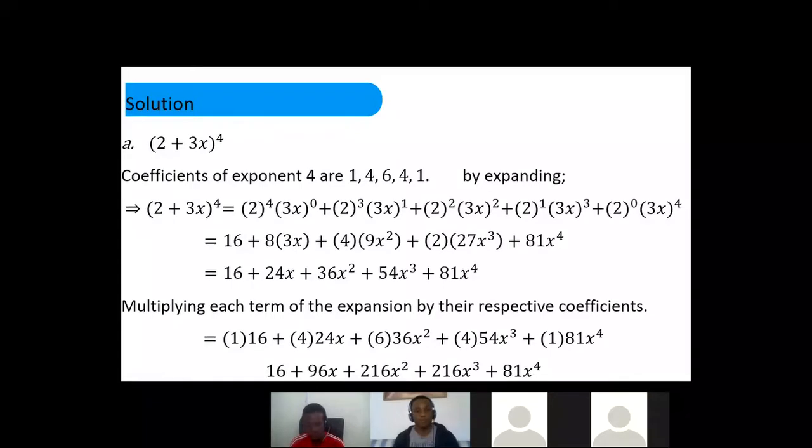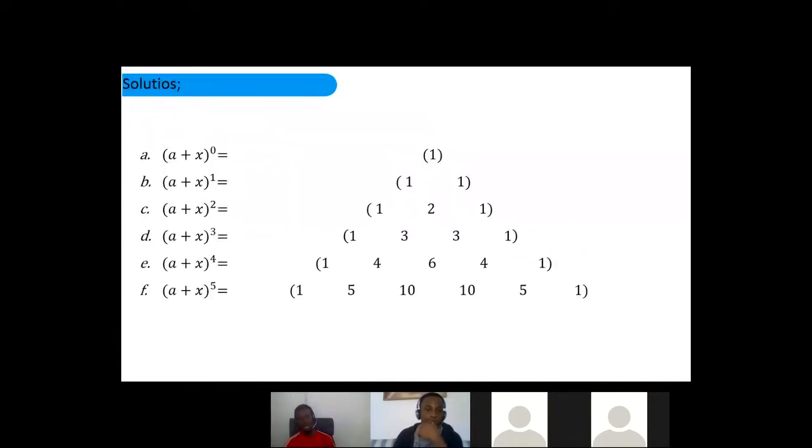First of all, we need to write down the coefficients of that particular exponent. So when we go back to the previous slides, exponent 0, we have coefficient of 1. Exponent 1, we have 1, 1. Exponent 2, we have 1, 2, 1. Exponent 3, we have 1, 3, 3, 1. Exponent 4, we have 1, 4, 6, 4, 1. Exponent 5, we have 1, 5, 10, 10, 5, 1. So always we write down the coefficient of that exponent first.